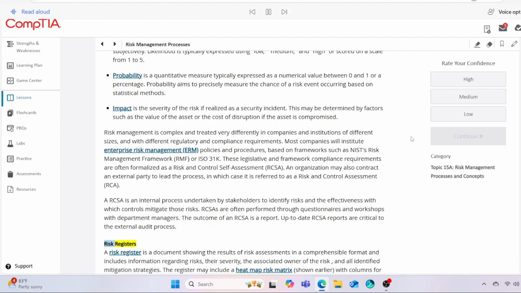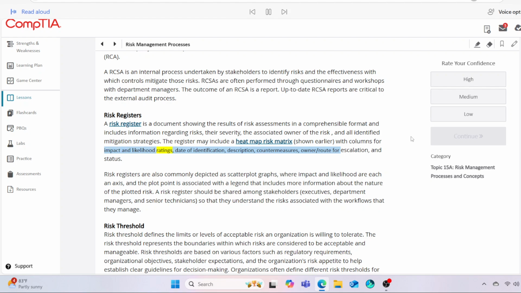Risk registers. A risk register is a document showing the results of risk assessments in a comprehensible format and includes information regarding risks, their severity, the associated owner of the risk, and all identified mitigation strategies. The register may include a heat map risk matrix, shown earlier, with columns for impact and likelihood ratings, date of identification, description, countermeasures, owner/route for escalation, and status.